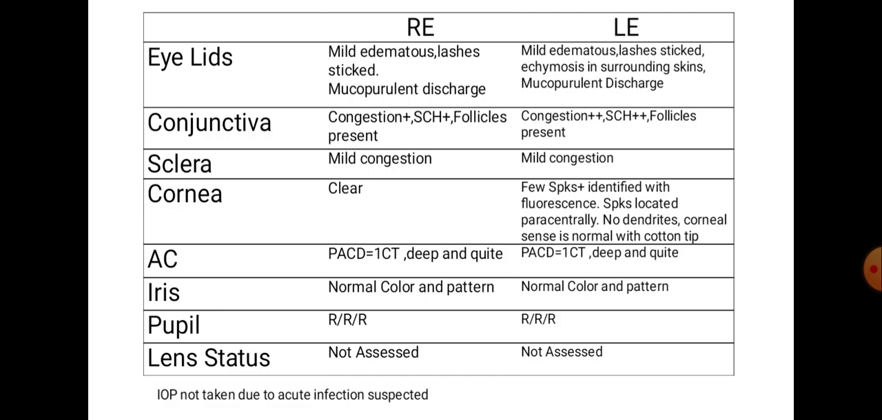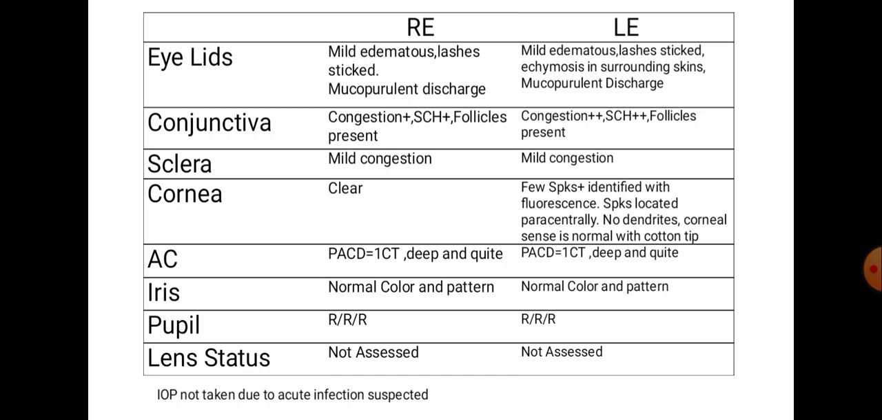So why the SPKs? What I think is that in the left eye conjunctiva there are follicles present, and due to these follicles that rub against the cornea, and due to the mechanical trauma by the follicles, the left eye cornea develops some SPK formation. That is what I think, but I am not sure about this mechanism. Okay, so let's see the other findings: the AC is normal, deep and quiet, no cells and flare are noted.